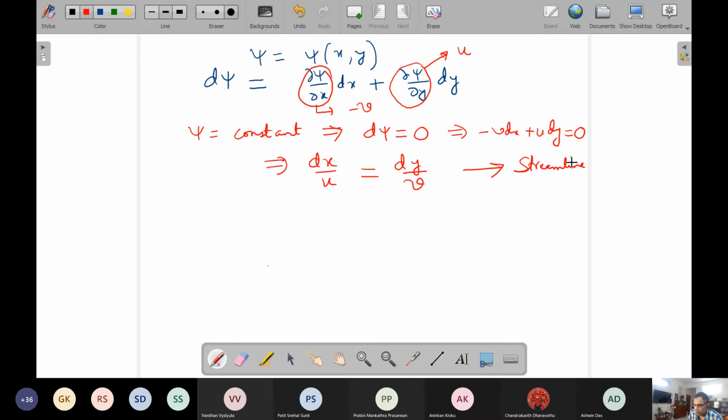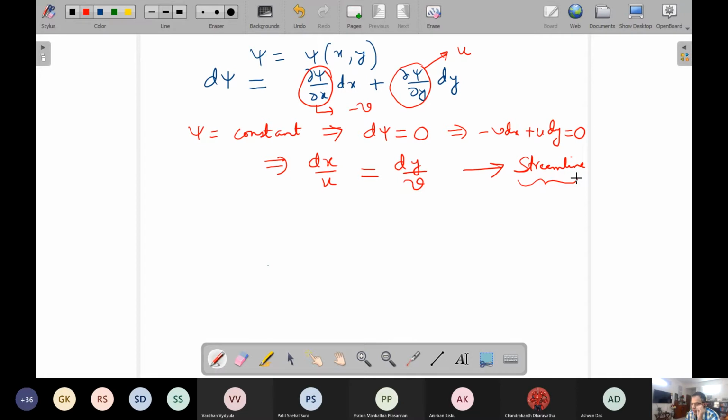Now, what is the connectivity between the streamline concept and a stream function concept? That is something which is a little bit more subtle than this. First of all, streamlines are very generic definitions without any restriction. That means we are saying that it's an imaginary line which at some instant at every point the tangent is representing the velocity at that point.